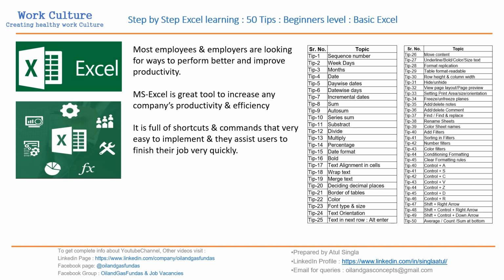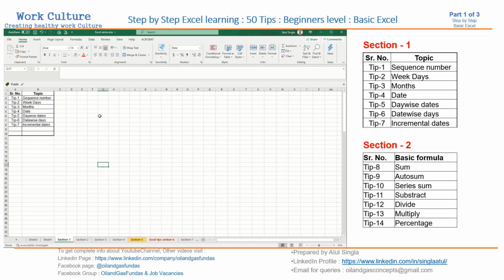So let us start with tip number 1. As you know, we have divided all these 50 tips into 8 sections, and let us start with the first section and first tip. So the first one is sequence number.